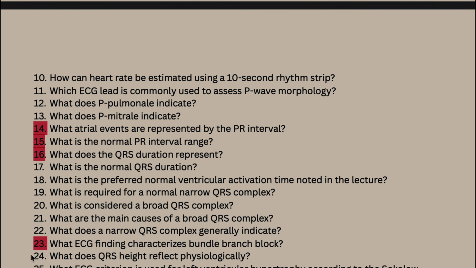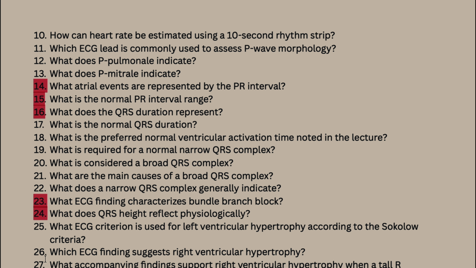Now let's look at question 24 to question 27. Here we're talking about QRS height. The amplitude of the QRS complex reflects ventricular wall thickness. For left ventricular hypertrophy, apply the Sokolow criteria. The S wave in V1 plus R wave in V6 greater than 35 mm suggests left ventricular hypertrophy.